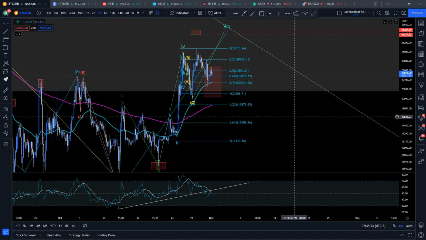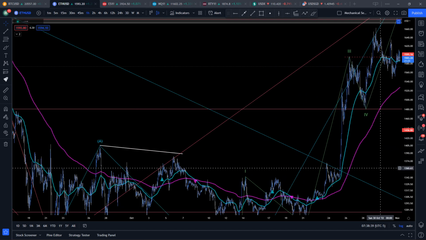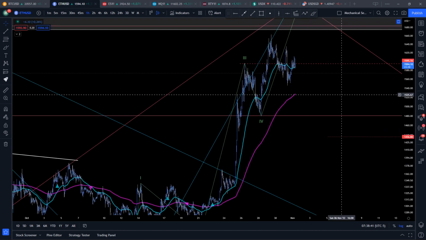It should be an interesting next couple of days. I know FOMC is tomorrow. A lot of people are talking about it. Whatever, the market's going to do what it's going to do.